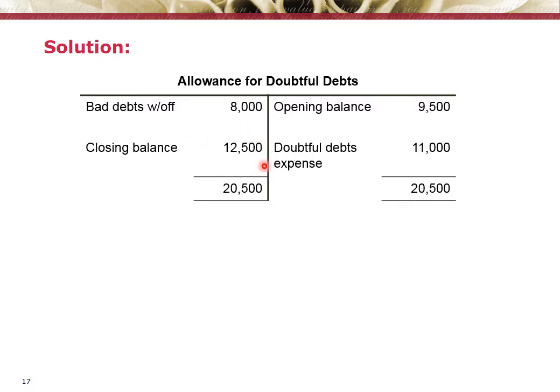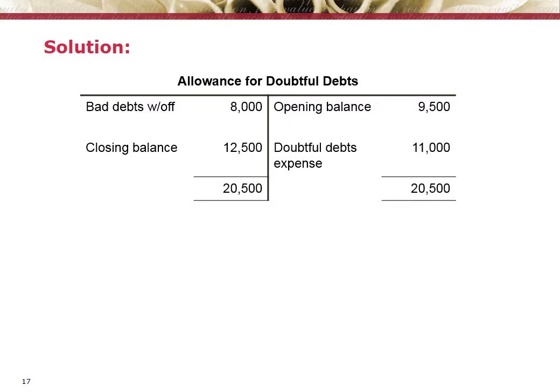The third step in the T account reconstruction process is to enter the doubtful debts expense. Why is that a credit? Usually an expense is a debit, so why are we putting it on the right hand side of the T account, you may ask? The reason is that an expense increases the balance of allowance for doubtful debts. By putting the expense here, we're increasing the balance, which is what would have happened during the period. So that's the third step.